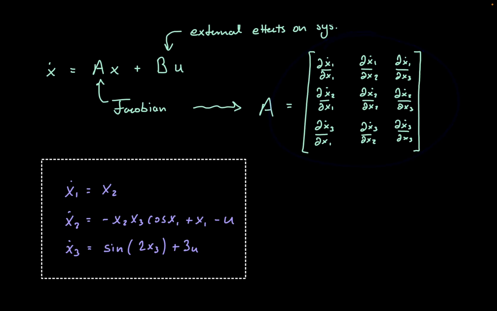So we have to essentially go all the way through our x1 dot, and we have to take the partial derivative with respect to x1, then take the partial derivative with respect to x2, same thing for x3, and then we go to our second equation, our x2 dot, and take that with respect to x1, x2, x3, and keep repeating all the way through.